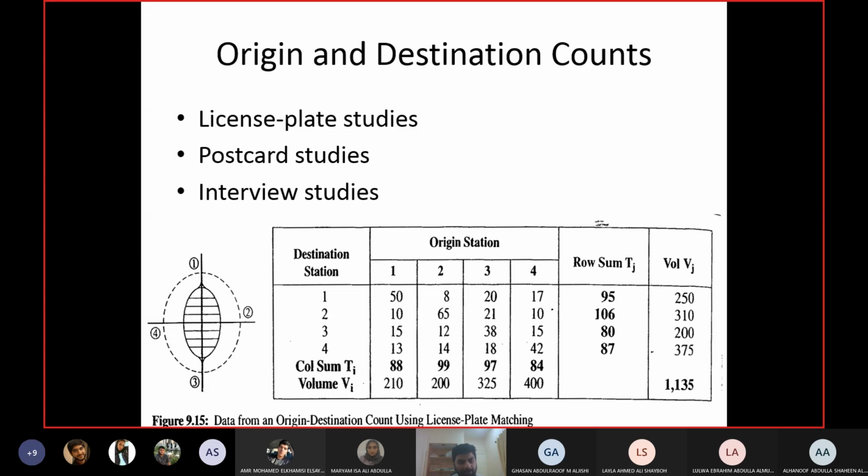So with the postcard technique, you have the chance to get some more data. For example, you can ask them what was the purpose of their trip, how did they go from this area to that area, the mode or the choice of their transport. So in postcard studies you can have more data. Then you can have interview studies. In interview studies, you have a full questionnaire interview.